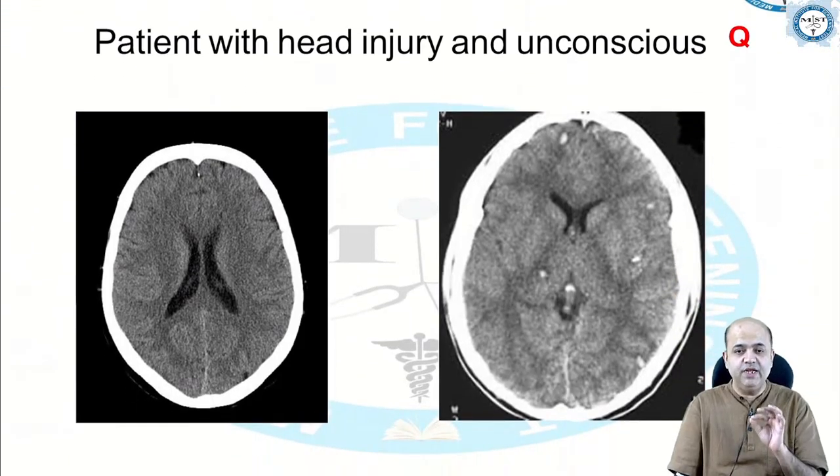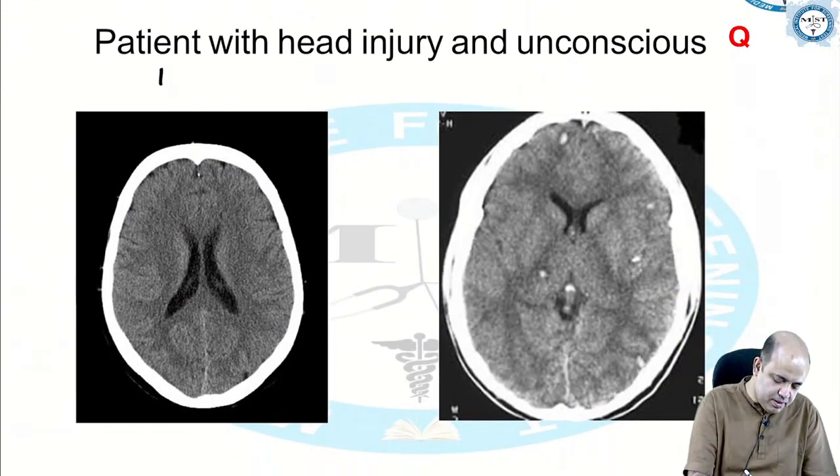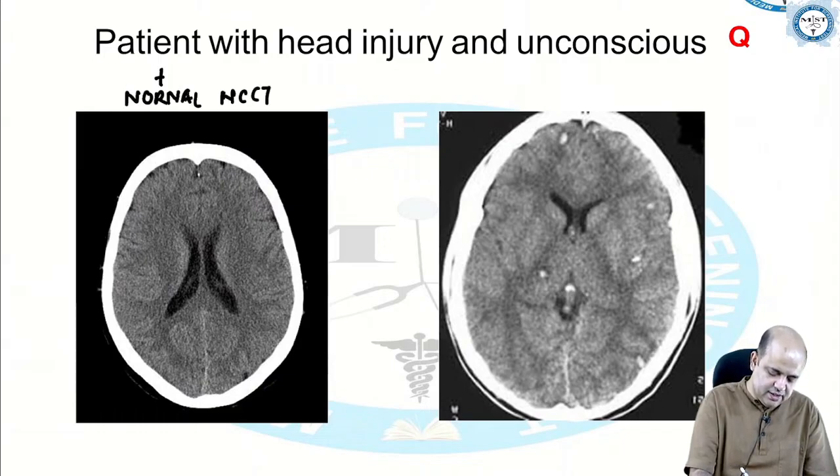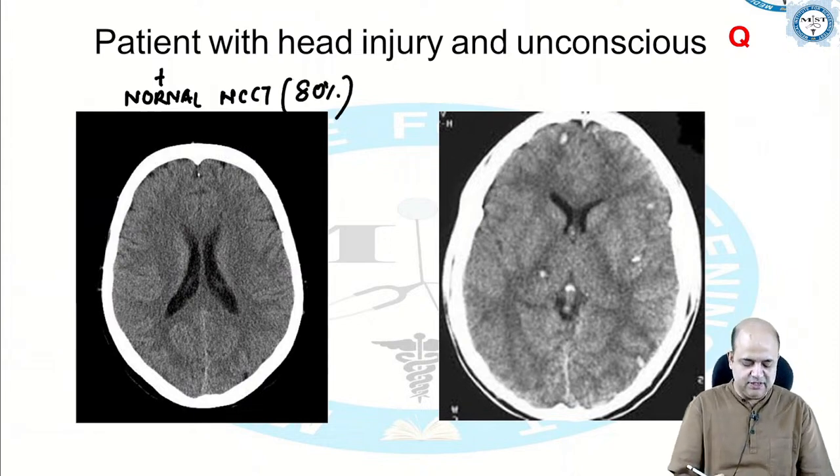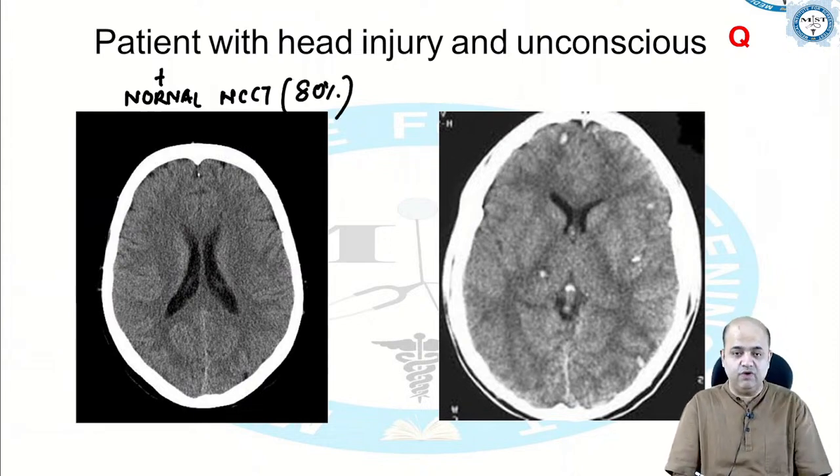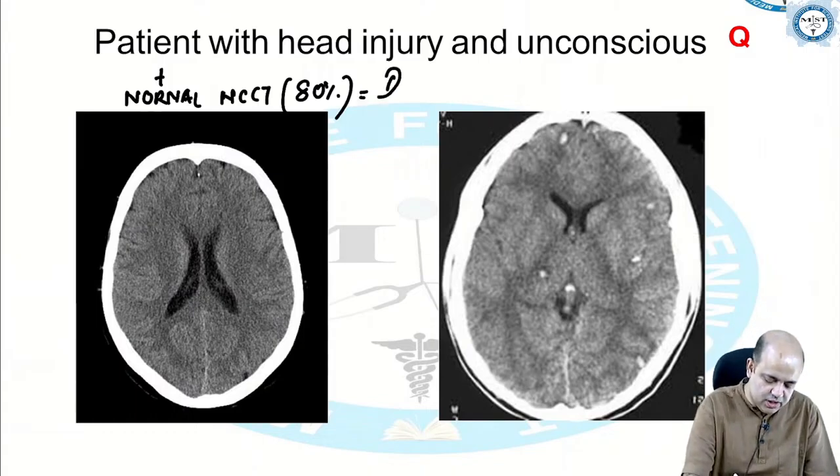A patient with head injury and unconscious, plus a normal NCCT. It has a normal NCCT in about 80% of cases. This is the diagnosis of diffuse axonal injury.